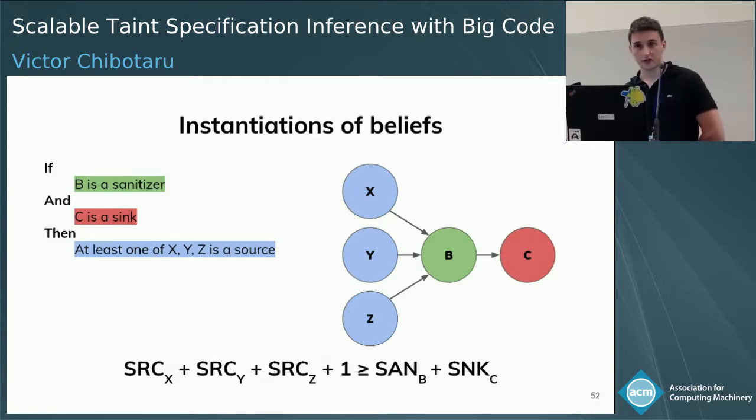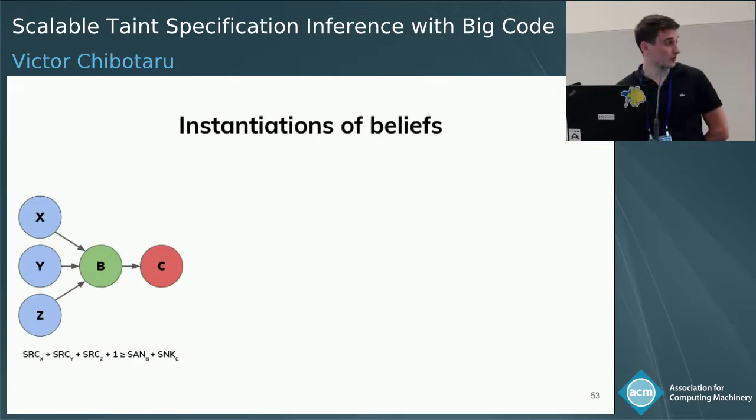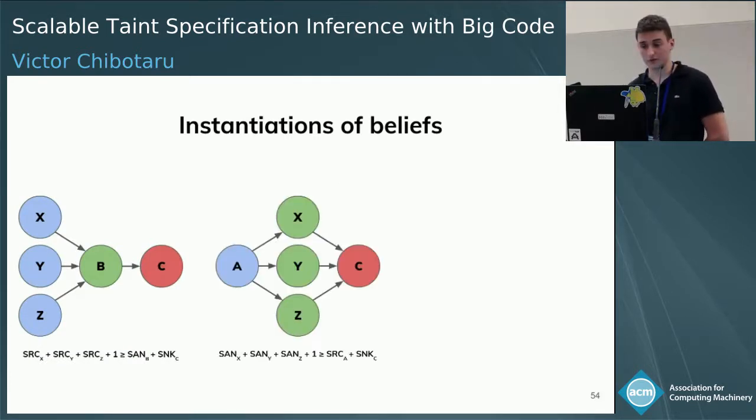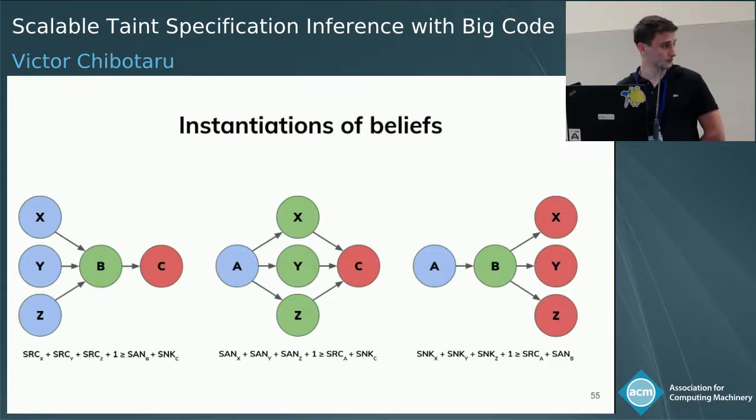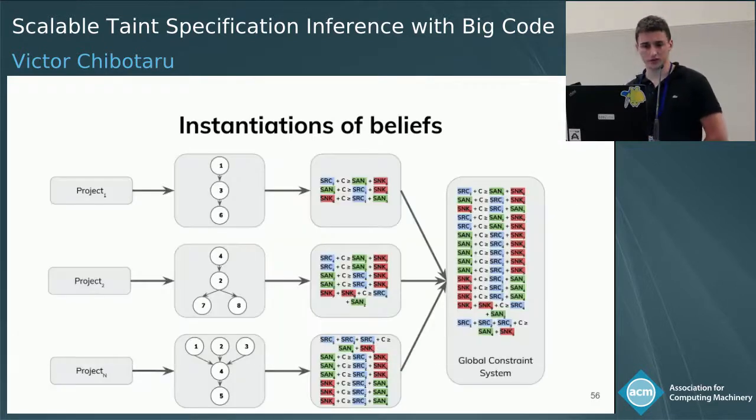On the other hand, if we're not confident about the sanitizer or the sink or both, then the right side will be small, and there's nothing to do for this equation to hold. It will hold by default. Yeah, so this is the constraint we collect for the first belief. Similarly, there's a very similar constraint for the second belief, and for the third. Now what we do, we take all the data flow graphs in the training set, we collect all of those three constraints for them, and we combine them into one global constraint system.